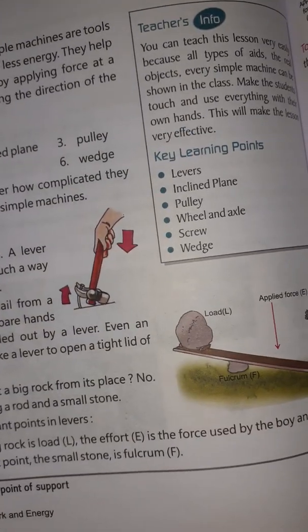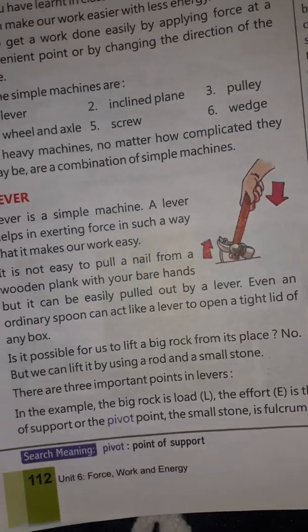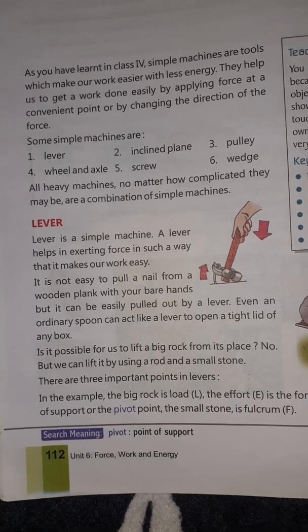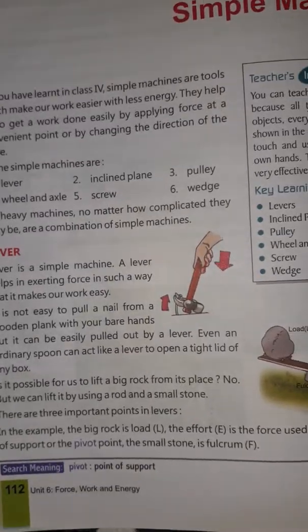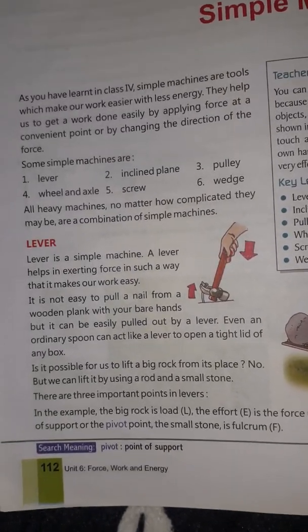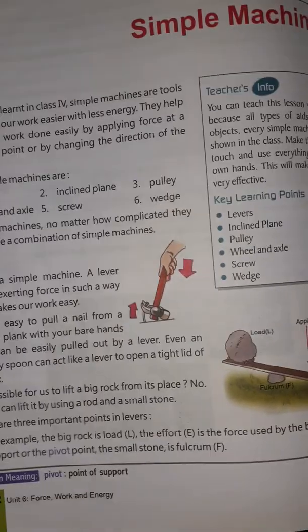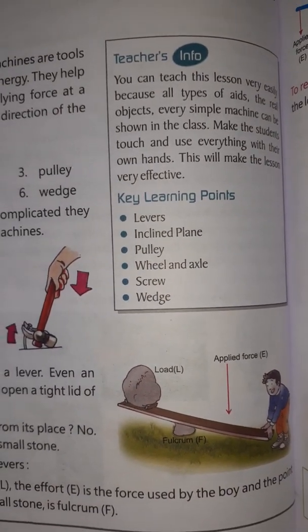Next is the fulcrum. The small stone acts like a fulcrum. The fulcrum is a point of support, a pivot point, the point of support where the rod gets support to lift up the big load, or the big rock. In this figure, the small stone acts like a fulcrum. Okay, so this is a lever.